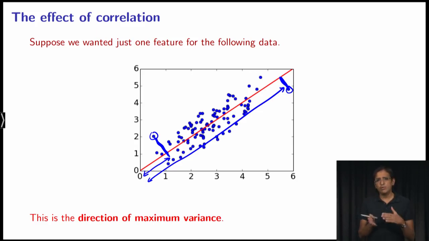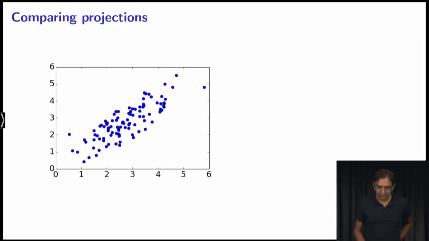And since the points by and large lie fairly close to this line, not a lot of information has been lost in the process. So what exactly is this line? What is this red direction? It turns out that this is the direction of maximum variance. Okay, what does that mean? Well, let's talk a little bit about projections more generally.